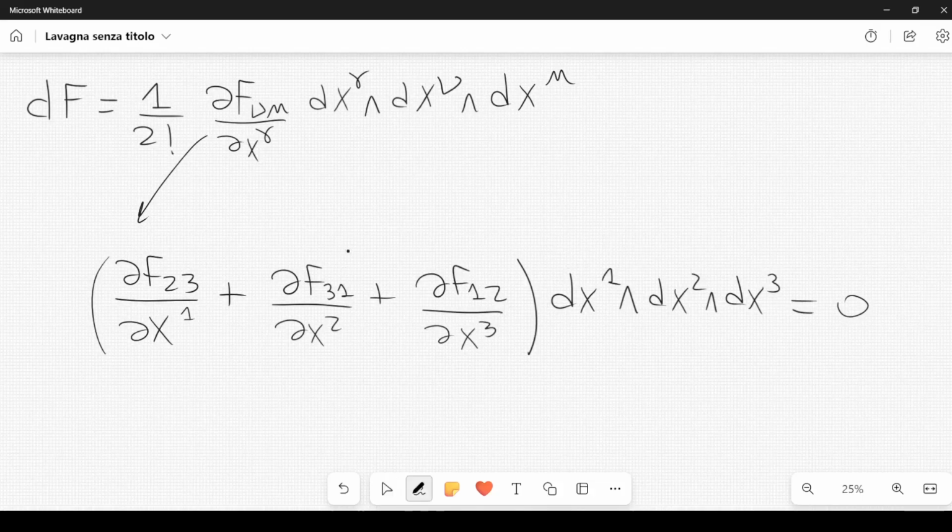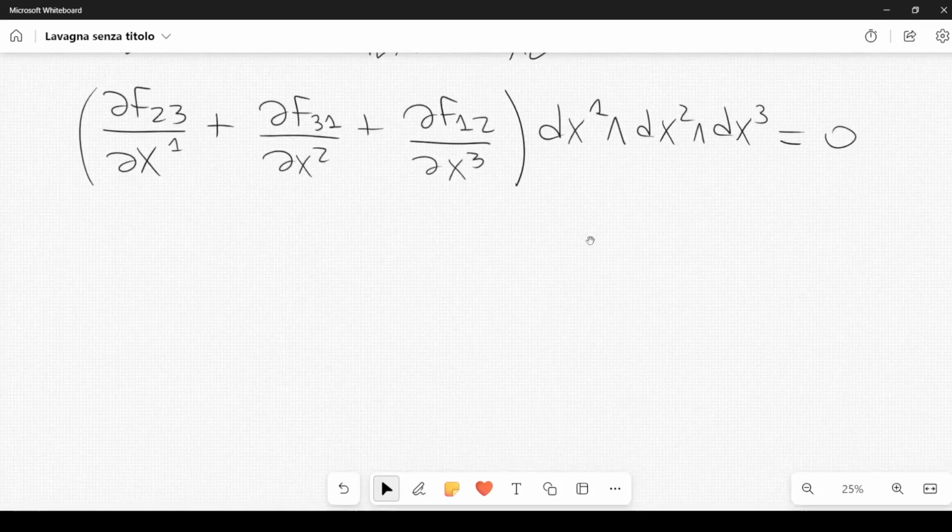And you have to remember the fact that F nu mu is antisymmetric, so this is minus F mu nu. You can see it from the definition of F nu mu in terms of the four potential A mu. So it's a simple thing to observe.